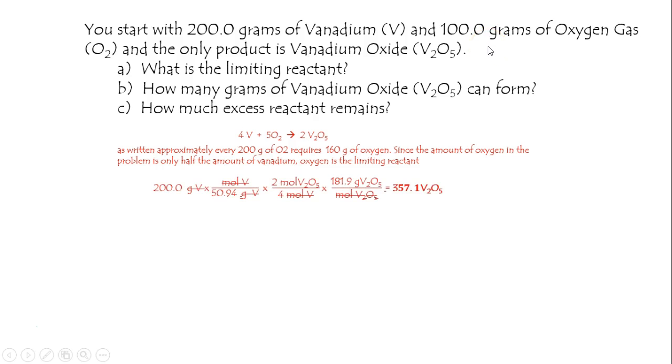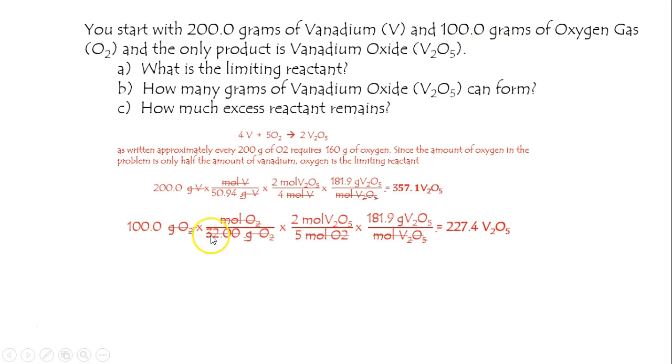Here it is shown for both, just to prove that it is. You have enough vanadium to make 357 grams of vanadium oxide, but you only have enough oxygen to make 227 grams of vanadium oxide, so that's your answer right there, because at that point you're out of oxygen.